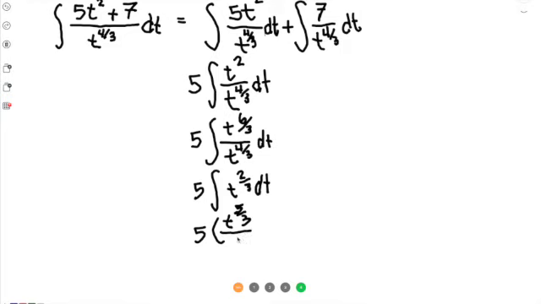So this one cancels out. The 5 will cancel out and the 3 would remain. So the answer should be 3t raised to 5/3 plus C1.